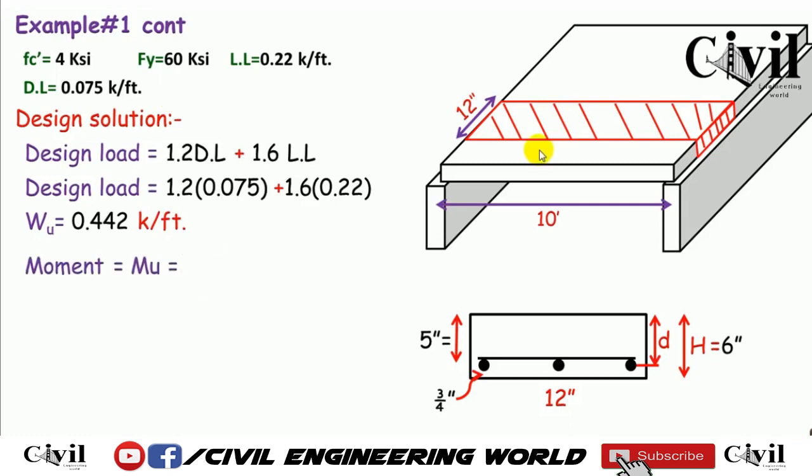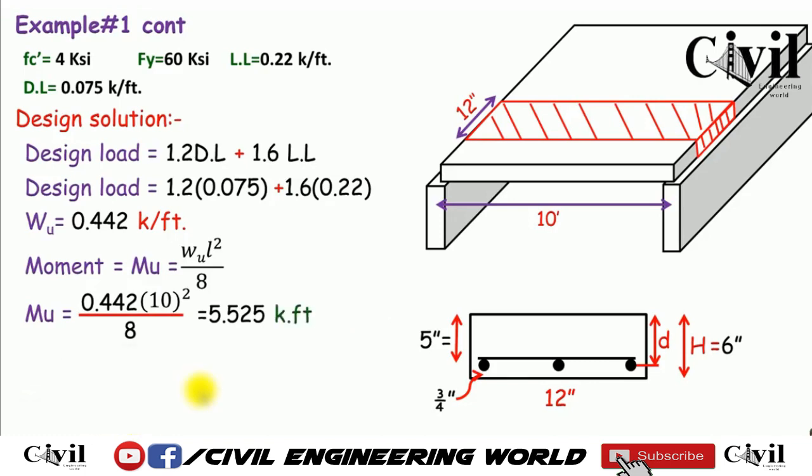Similarly, we have to calculate the moment due to these dead loads and live loads. For that, we have a very simple formula depending upon the end conditions. It varies depending on the support conditions, which is WuL square by 8. Wu is 0.442 and length is 10. Dividing by 8, we have got 5.5 kip feet. Right, so this is the moment produced by these dead loads and live loads on this slab strip of 1 foot. To convert it into inches, simply multiply it by 12. The answer is 66.30 kip-inches.